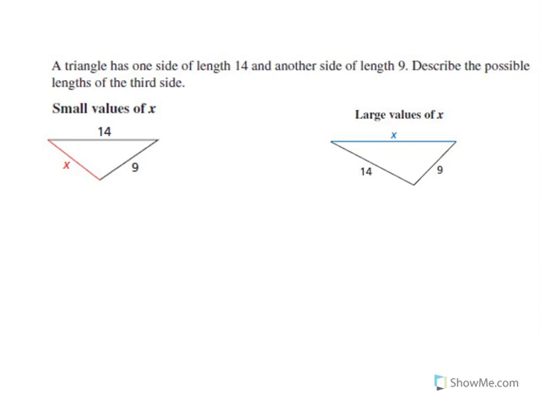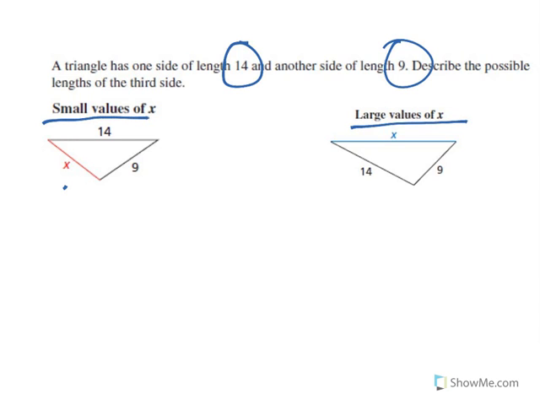Okay, last example, last thing we're going to talk about. A triangle has one side length of 14 and another side length of 9. Describe the possible lengths of the third side. Okay, go ahead, and since they've only given us the measurements for 2 sides, we know that we need 3 sides. Go ahead and pretend like the other side that we don't know is x. And we're going to do a small value, and then we're going to do a large. So let's go do the small value first.